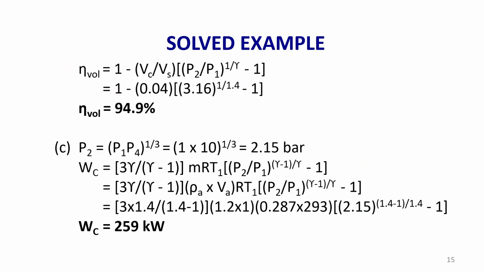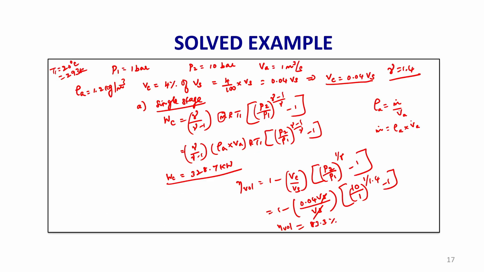So, the equation is right. For 2 gamma, capital N, I am substituting 2 into gamma by gamma minus 1 into MRT1 into P2 by P1 to the whole power gamma minus 1. So, you substitute the values, a similar substitution to what we have done for single stage. The work of compression is 274.9.